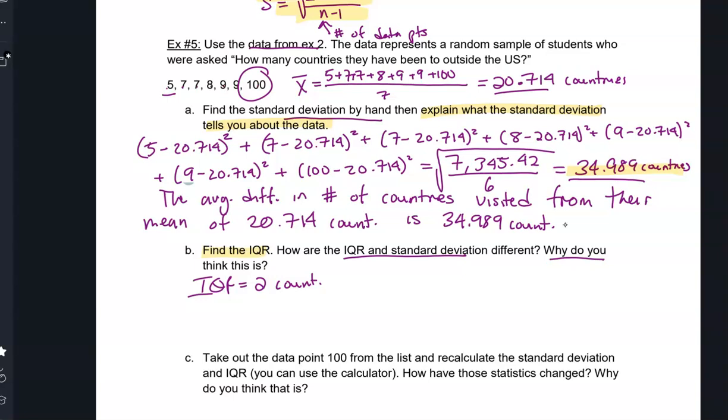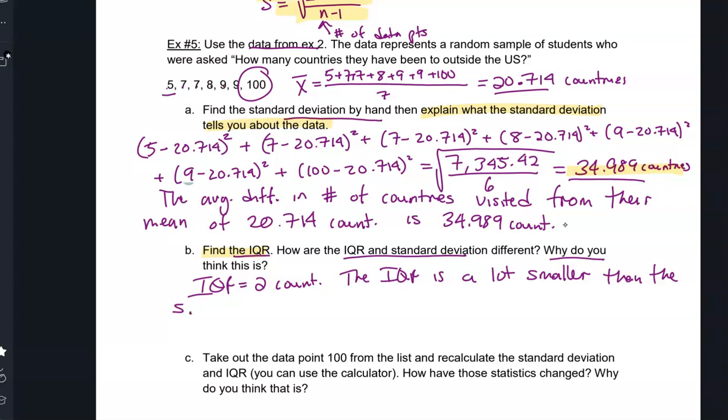So it is not a resistant statistic. The IQR is a resistant statistic. It is not as affected by those values. Same thing with skew. Standard deviation is also affected by skew. Okay, so it's a powerful tool, but it's not powerful if the data isn't nice and symmetric without any outliers. Okay, so how are the IQR and standard deviation different? The IQR is a lot smaller than the, I'm just going to say S for standard deviation.